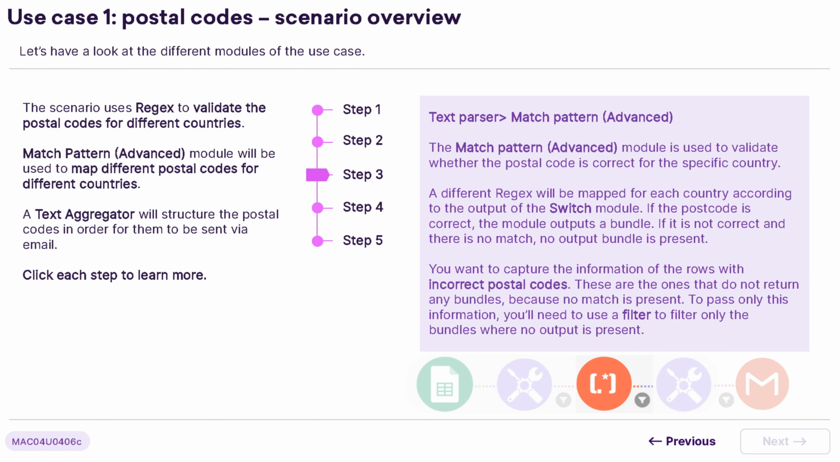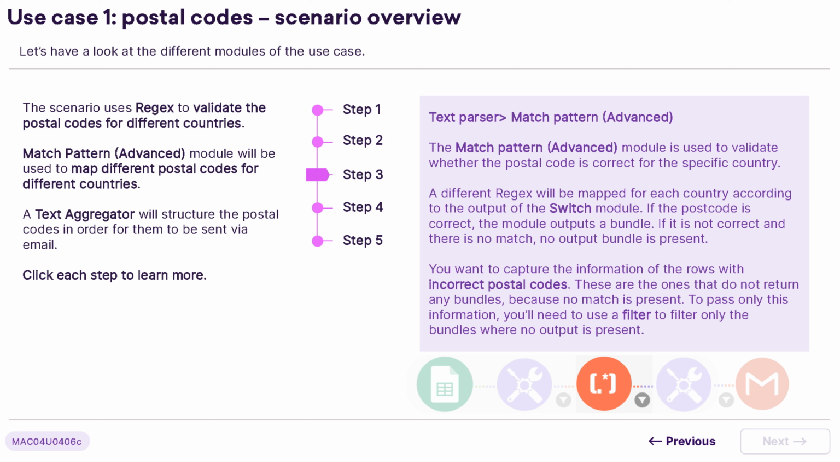In this scenario, we're exploring how to validate postal codes across different countries using advanced tools. First, let's talk about the Match Pattern module. This powerful tool checks whether a postal code matches the specific format required for a given country. It uses something called regex, short for regular expressions, to do this. Regex is a sequence of characters that define a search pattern, allowing you to find complex patterns within text data.